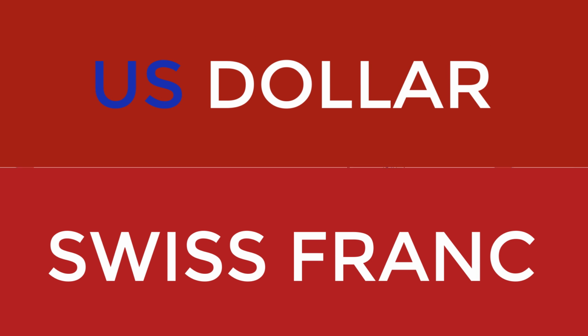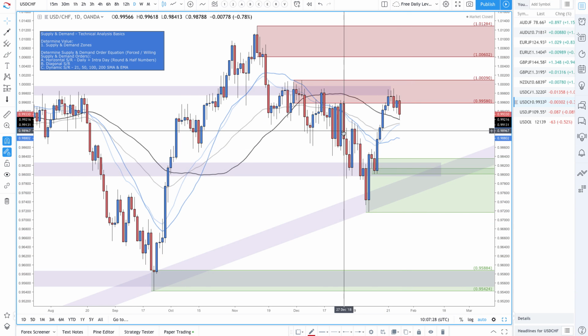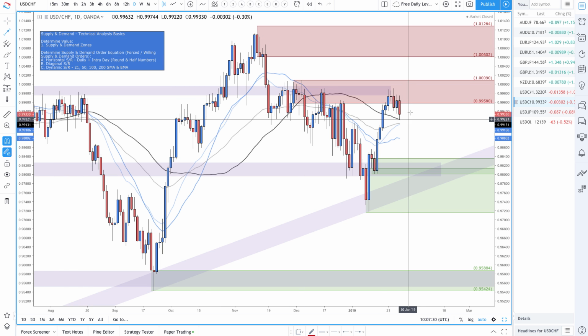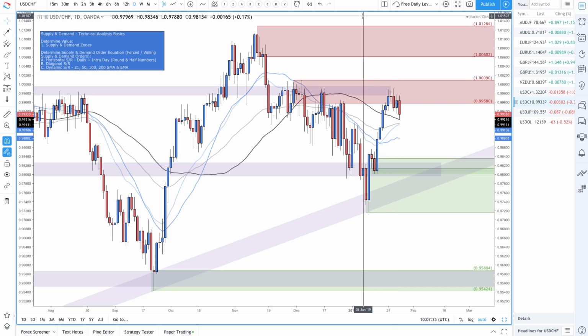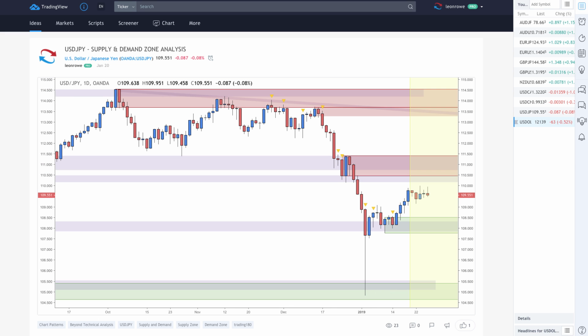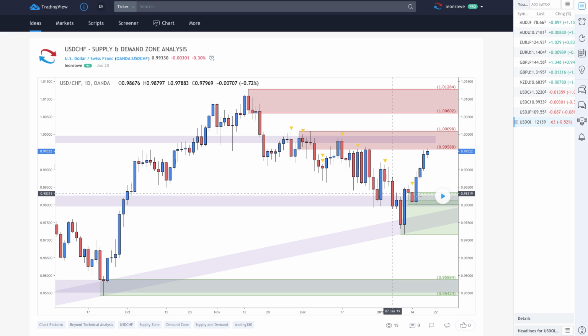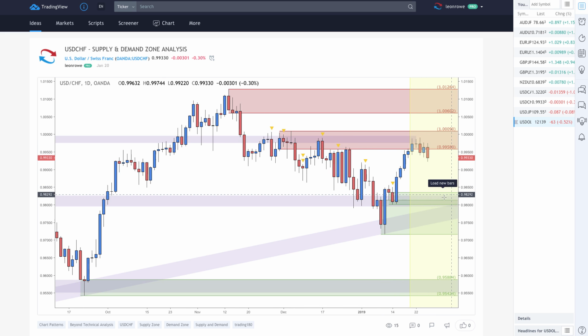Moving on to the dollar Swiss. Again, dollar Swiss, we have reacted to this area of supply. In fact, let's just go back to last week's chart, to show you that there are levels. So we came up into the supply zone, and now we've obviously reacted. Within this level, you can see prices start to turn around.